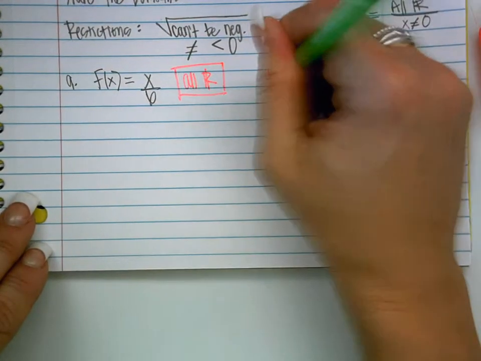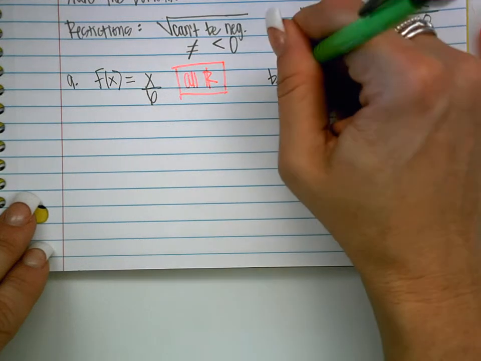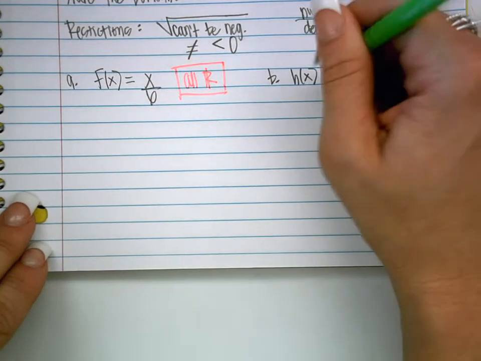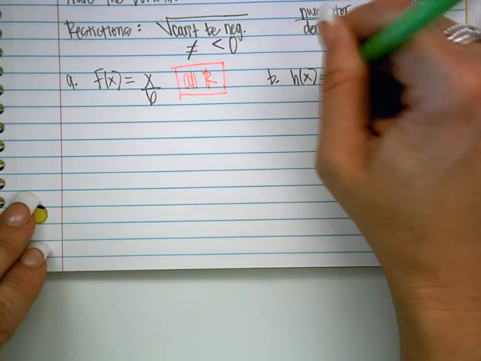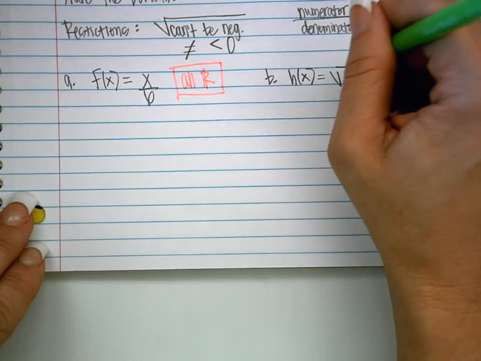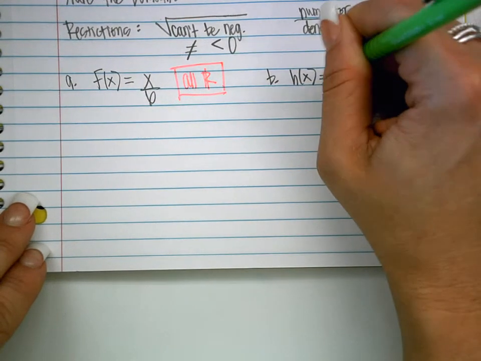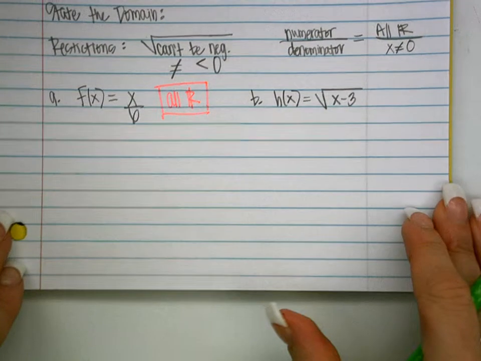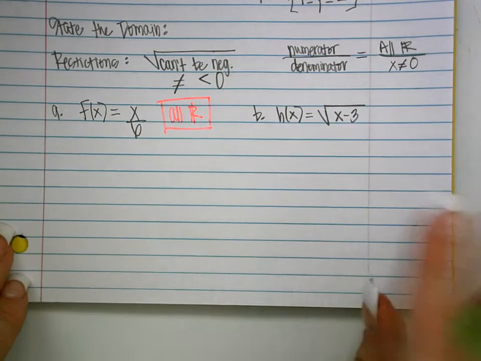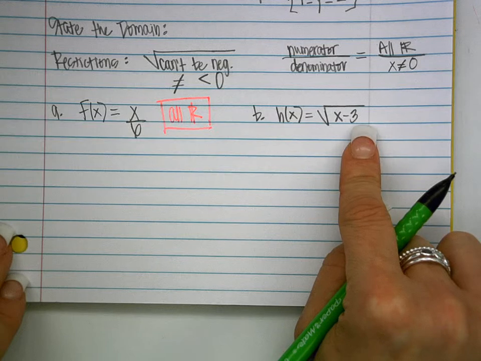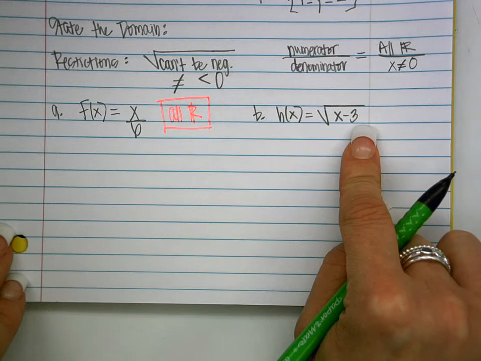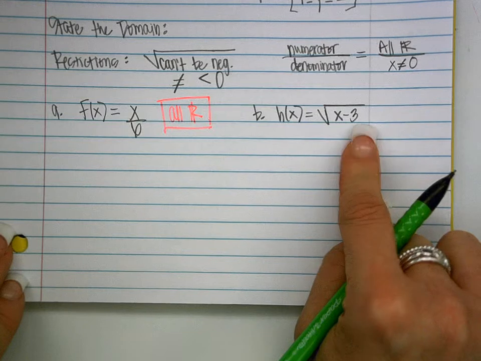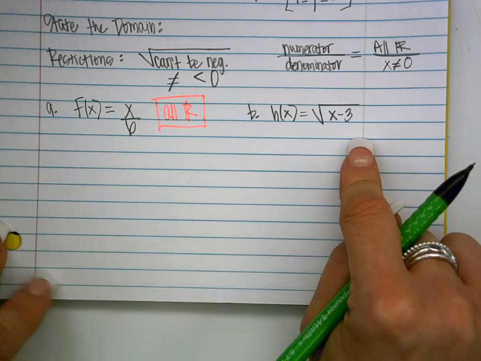B, I'd like to know what is the domain, or the possible x values, for h of x equals the square root of x minus 3. What do you know about a radical? If you have a radical, it has to be what? It can't be negative, therefore whatever's underneath it has to be positive or equal to 0.